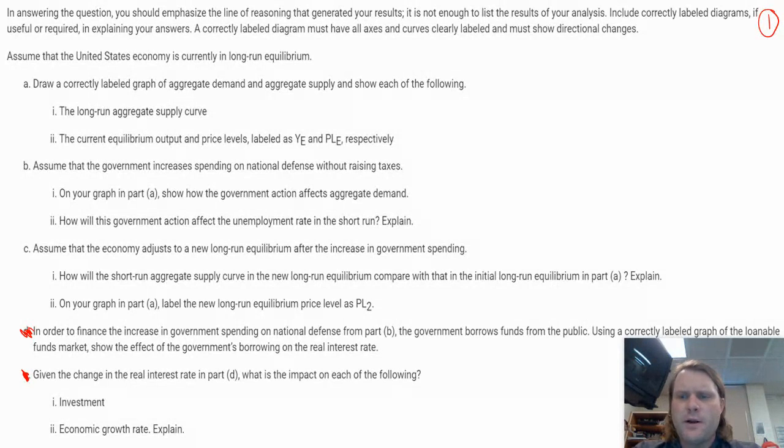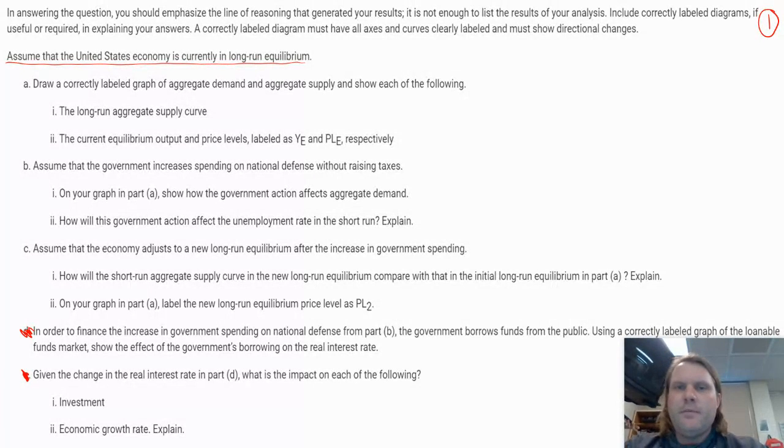You can find some of these practice problems on my AP. I just cut and pasted them. So this is where we're starting. All right, so we're going to assume that our economy is in long run equilibrium. I've got to get my full information that I need.